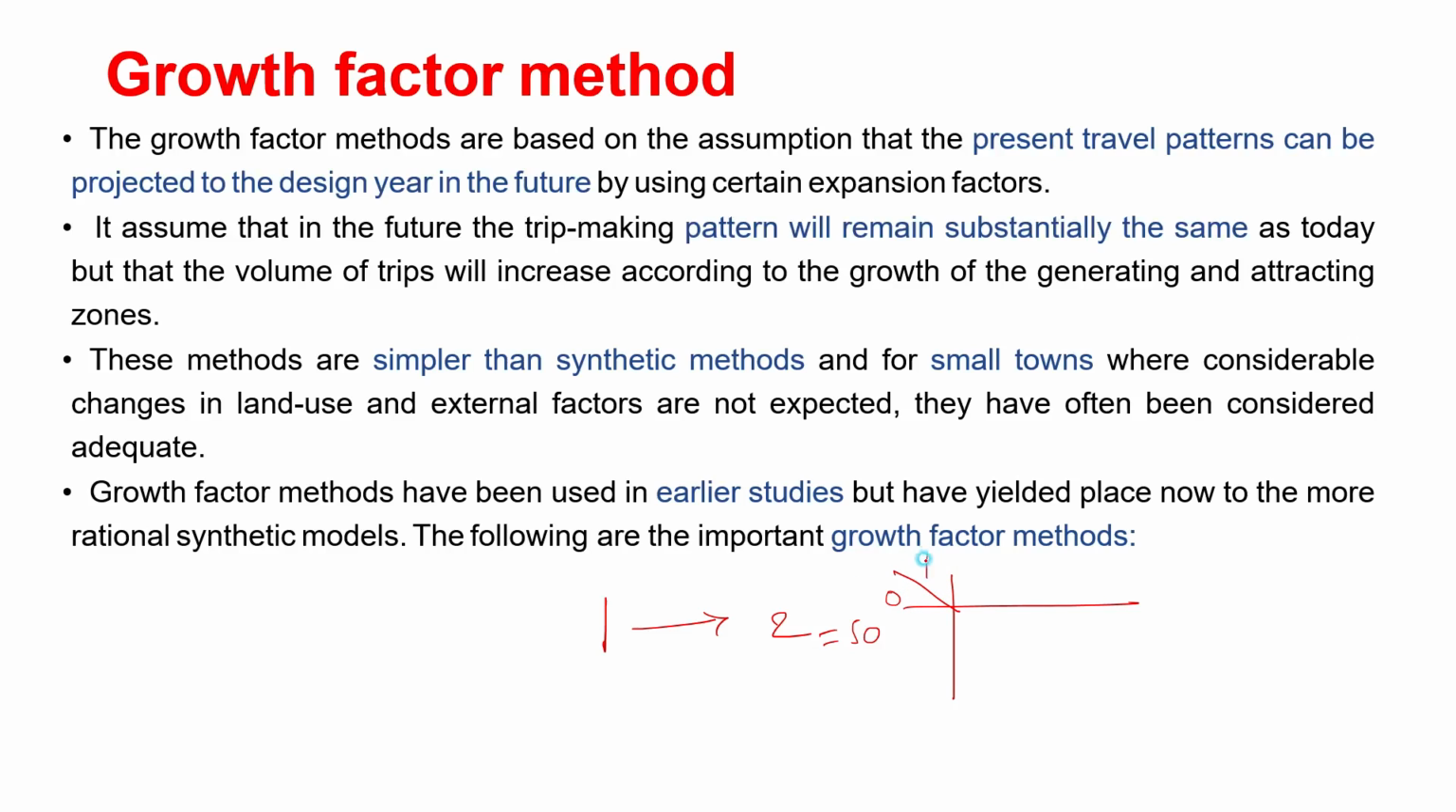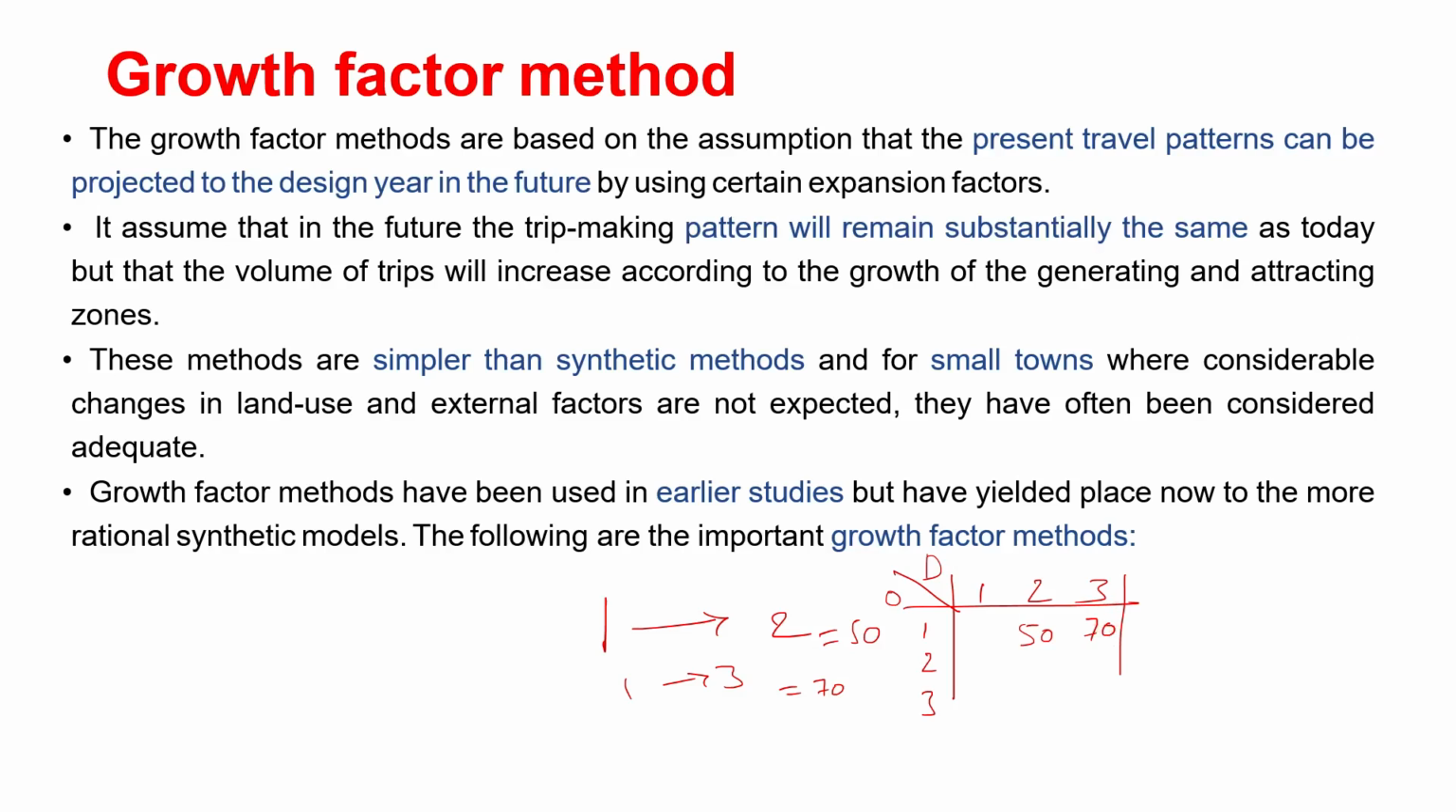This is origin, this is destination. Zone 1, 2, 3, and zone 1, 2, and 3. From 1 to 2, how many number of trips? Zone 1 to 2, 50 number of trips are being generated. So for example, 1 to 3, some 70 number of trips are there. So 1 to 3 is 70 number of trips. So like this, we will prepare the matrix, right? So this is the OD matrix.